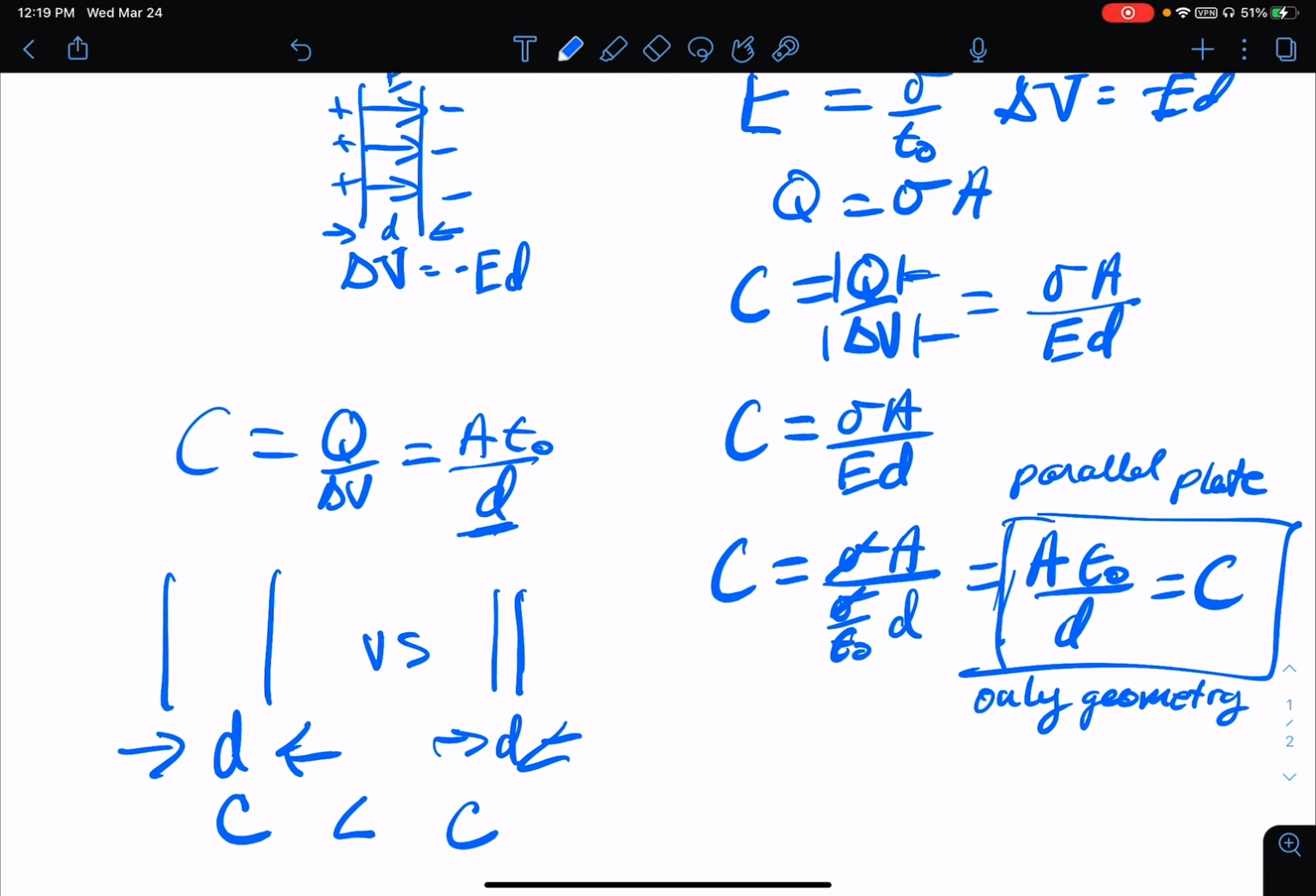Okay, hopefully this will clear up some of the confusion, and we can use this to move into other types of capacitor scenarios. All right, thanks.